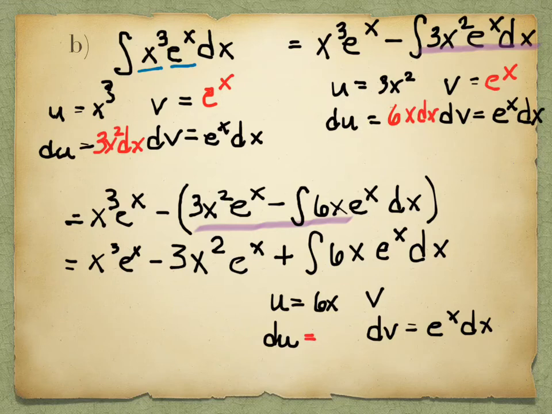What is the derivative of 6x? 6 dx. And what is the antiderivative of dv? It's another e to the x. Okay?